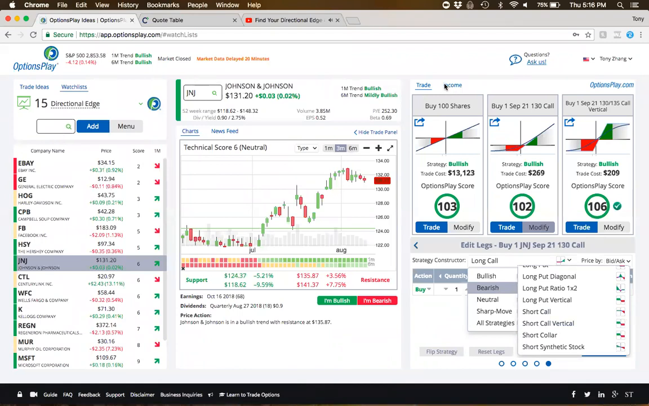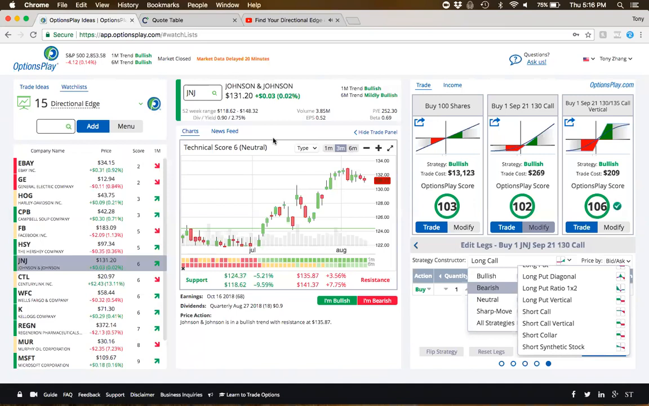James is saying, I see Johnson & Johnson has a dividend in August. Generally speaking, when you're buying options, dividends are not really something that affects the trade. Dividends really affect you when you're selling options and you have an option that's in the money. So generally speaking, no.